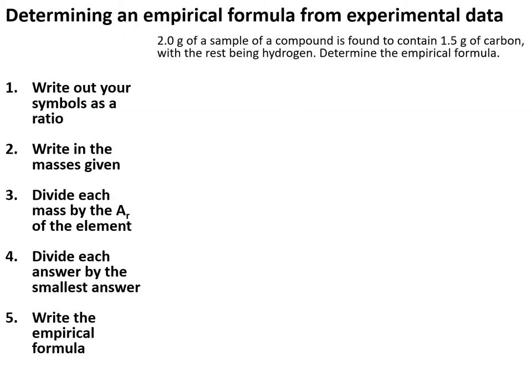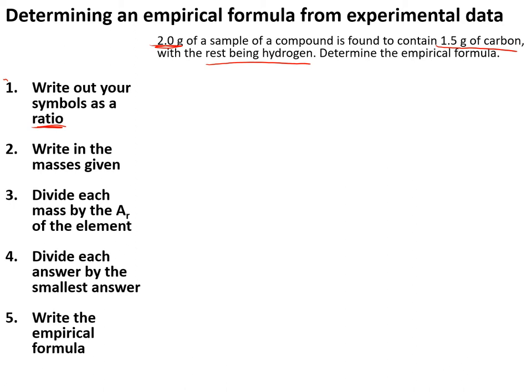Now, sometimes you will need to determine the empirical formula of a compound from experimental data. For example, it says 2 grams of a sample of a compound is found to contain 1.5 grams of carbon, with the rest being hydrogen. Determine the empirical formula. So to do this, we're going to write out the symbols as a ratio. Okay. And this ratio presentation is going to really help us, so it's important to stick with it.